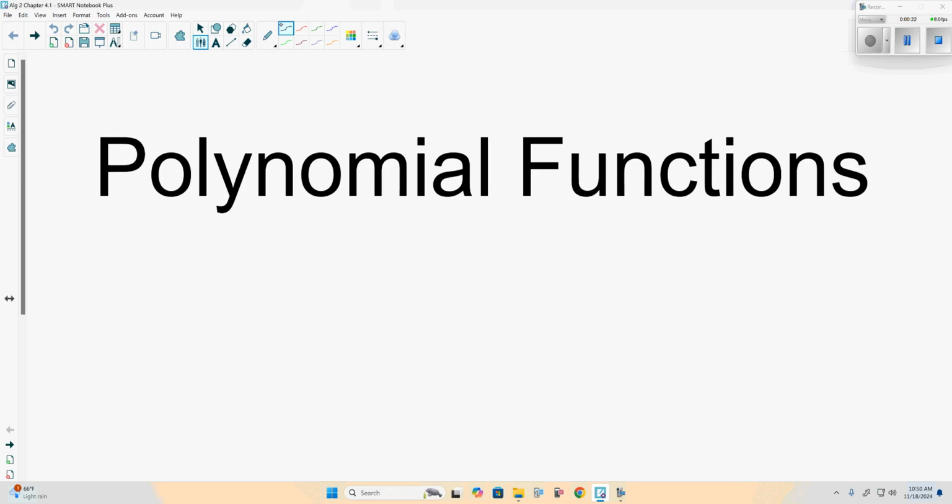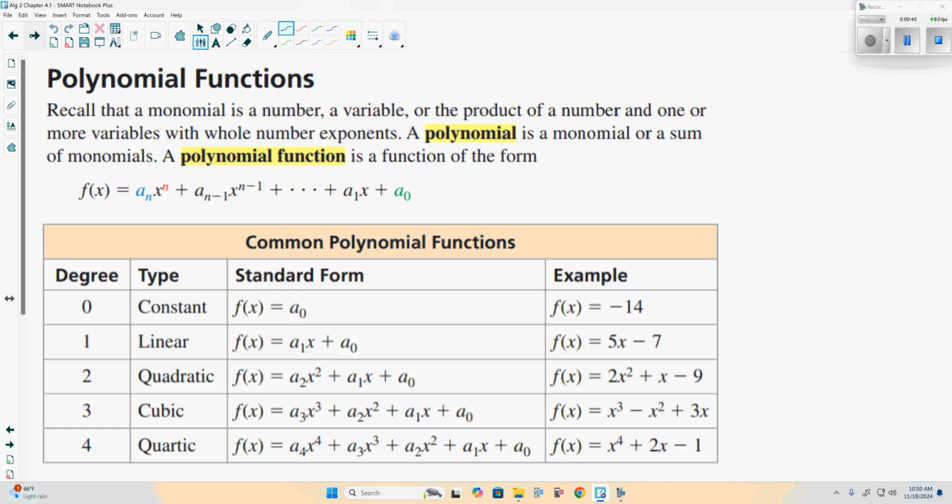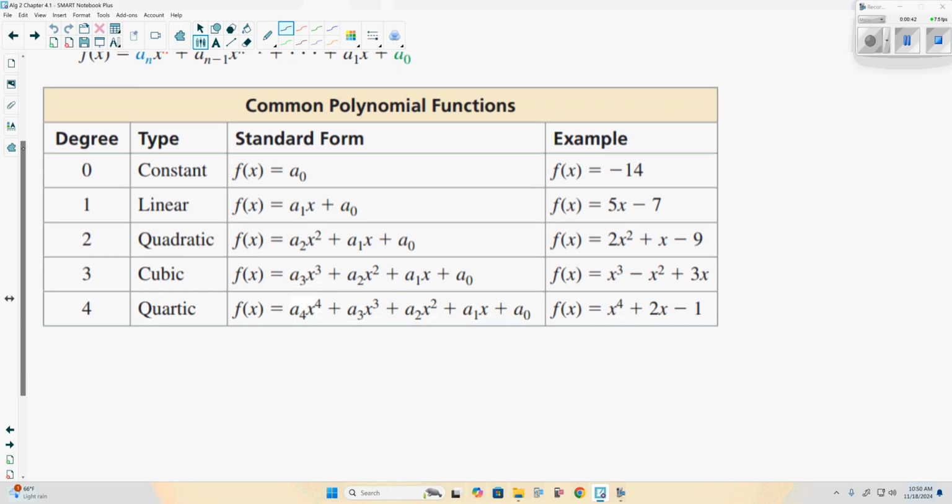All right, guys. So we're continuing on from chapter 3, because chapter 4, that green book, was just kind of an in-between. Now this here, polynomial functions, is what we're going to be starting with. Now quadratics are a polynomial function, but we're expanding out because there's more than just quadratics.